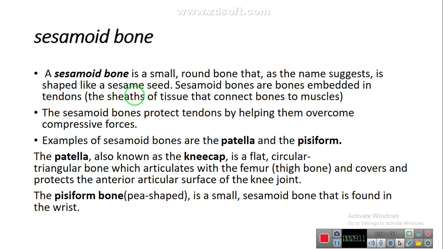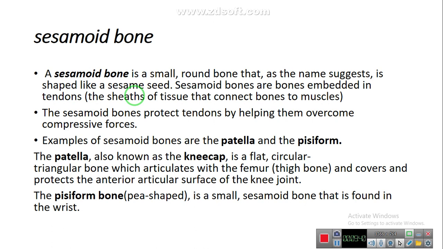Now comes the sesamoid bone. The sesamoid bone is a small and round bone, and as its name suggests, it has the same shape as a sesame seed, and sesamoid bones are embedded in the tendons. Tendons are the sheaths of tissue that connect the bones to the muscles. The sesamoid bones protect the tendons from external or compressive forces.